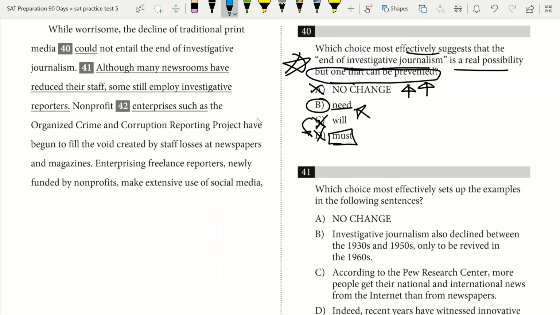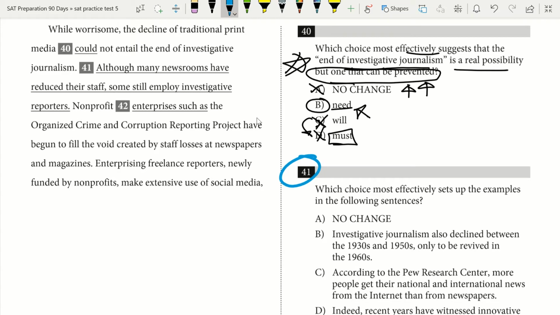Today I have two SAT writing tips and tricks for you. One dealing with commas and such as statements, and the other dealing with how to effectively set up examples in the following sentences. So the question that says in 41, which choice most effectively sets up the examples in the following sentences, that's a fairly typical question on the SAT writing section.